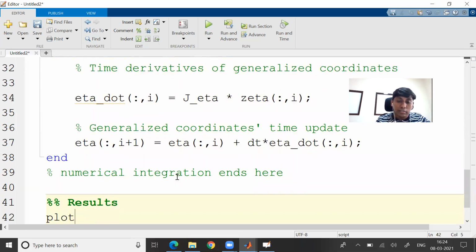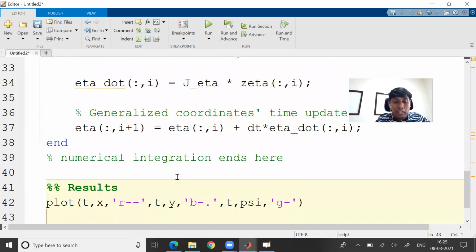So I'm plotting time versus x, to see how it is changing, in a red dashed line, and time versus y in blue color. Then time versus psi would be a green solid line. This is the way I make it. Obviously you have to write something so you can see it. I'm writing set. You can even write the legend.